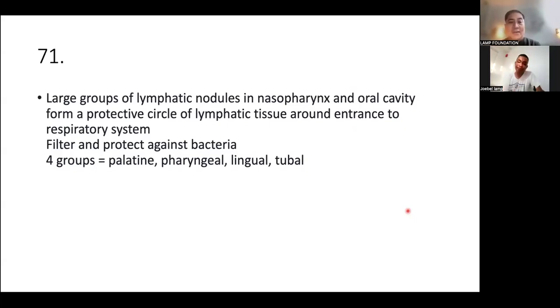Large groups of lymphatic nodules in the nasopharynx and oral cavity, they form a protective circle of lymphatic tissue around the entrance to the respiratory system. Filters and protects against bacteria. Kaya if you have this removed, wala ka ng protection. Diba? So there are 4 groups, the palatine, pharyngeal, lingual, and tubal. What do you call this? Lymphatic nodules.